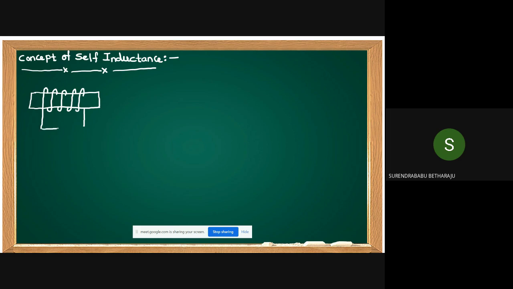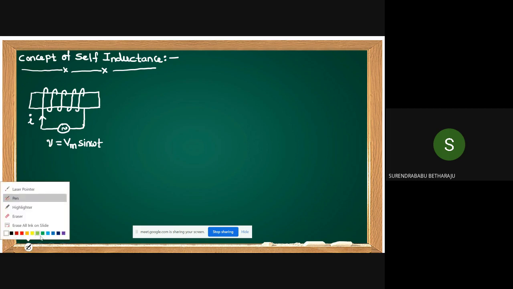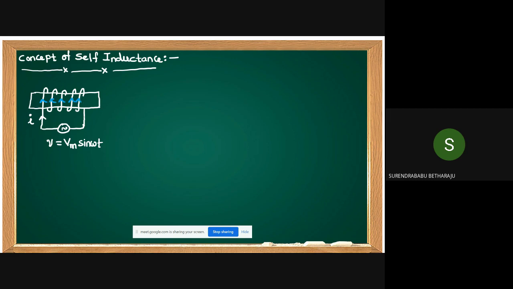For this coil, we are giving the supply. Let this V equal Vm sin omega t. Let this be the current I. Let this coil be carrying the current. This is the direction of the current.